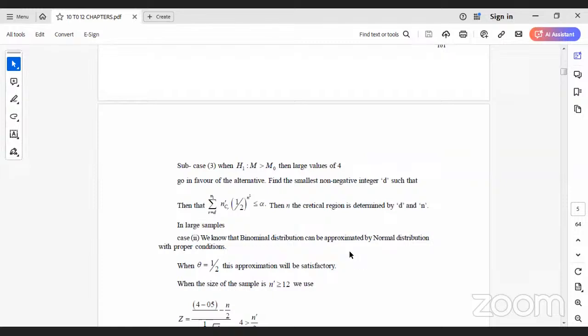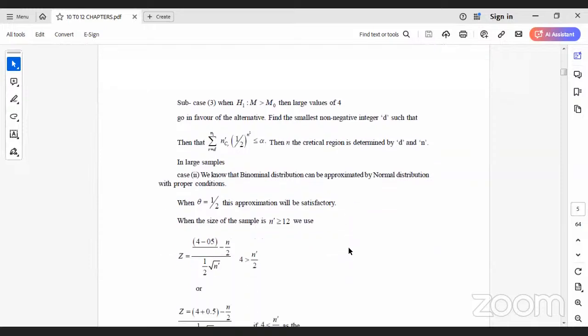Subcase 3, m1 greater than m0. For large values of the statistic in the alternative, find the smallest integer d such that summation of r equal to d to n' n' Cr (1/2)^n' is less than or equal to alpha. Then the critical region is determined by d and n'.